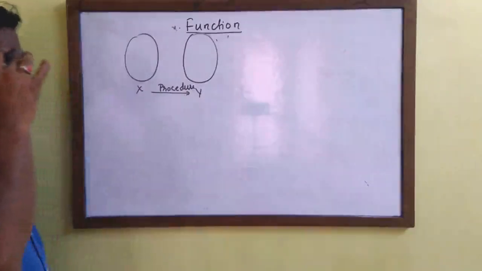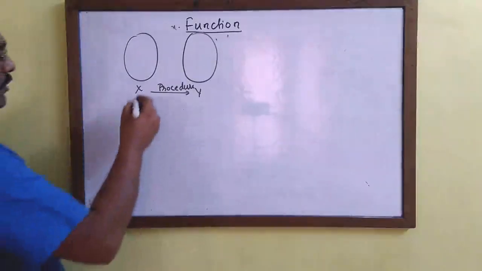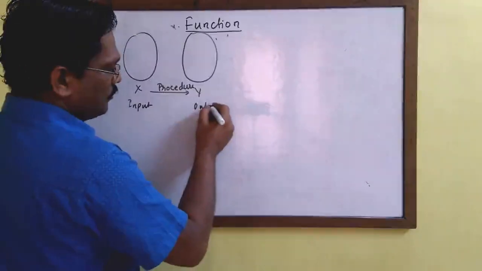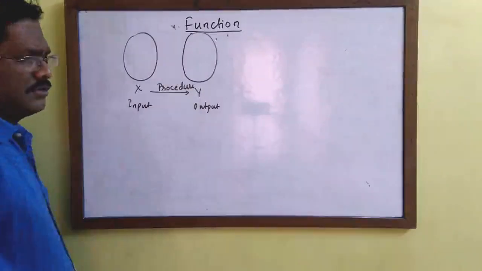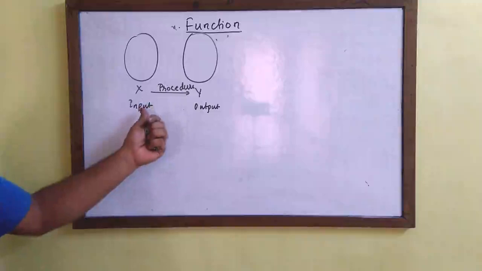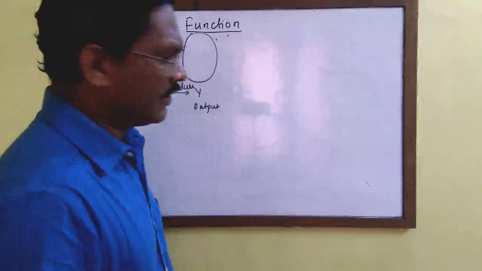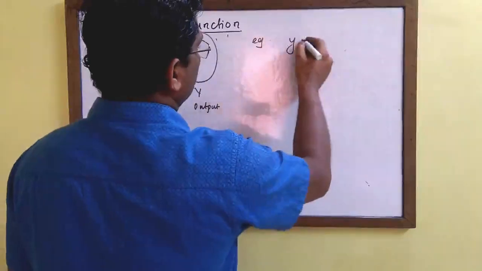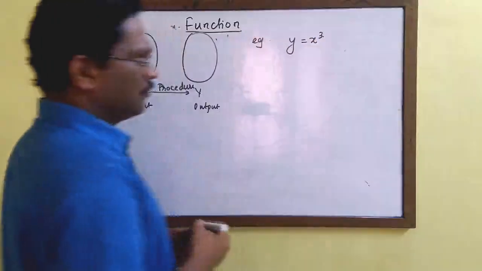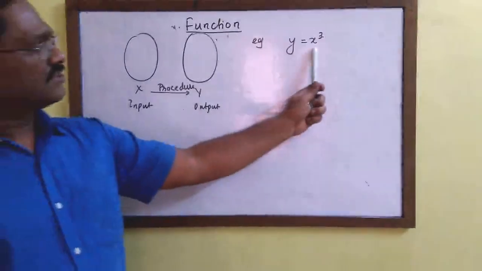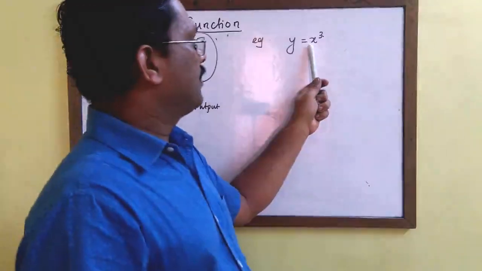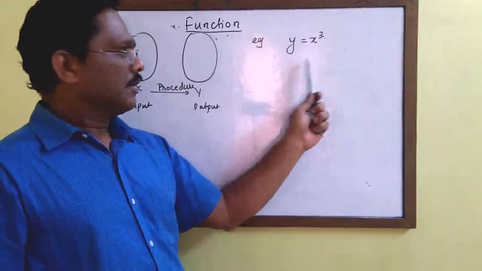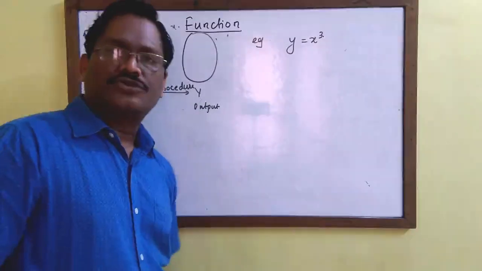Now this procedure, I can say this is your input, this is your output, and you get the output corresponding to an input being provided. Say for example, if I have written a relation y equal to x cubed. So x is my primary variable, that is my independent variable. y is the dependent variable. And taking cube is the procedure.